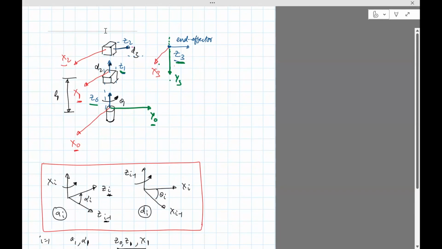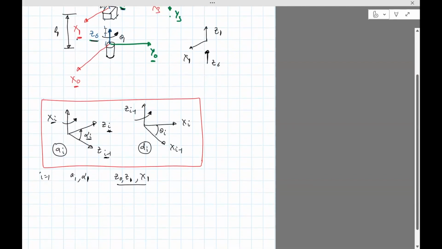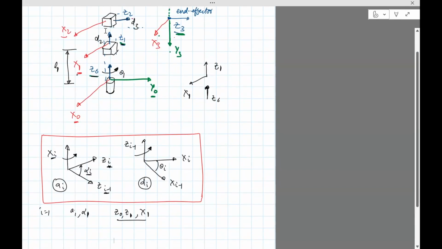Okay, let's go here. Z0 is here, Z1 is here. I'll just draw it here so it's not in the clutter. We want to find the angle alpha i, which is the angle between Z0 and Z1 along x1. X1 is here, right? So you can see that Z0 and Z1 are parallel to each other. And so the angle between those two is going to be 0. So from this figure here, alpha 1 is equal to 0.